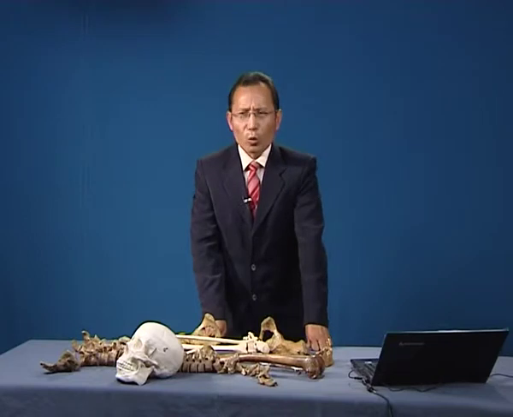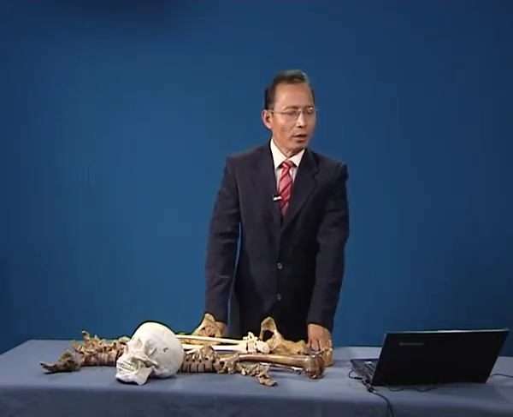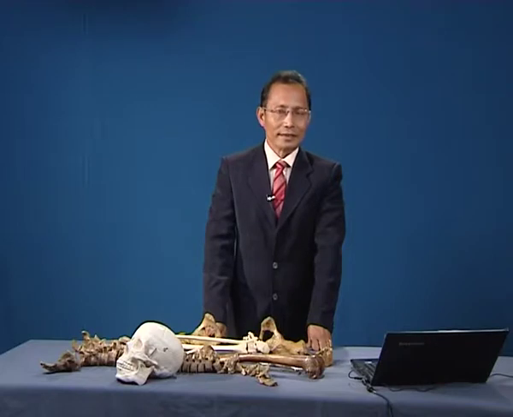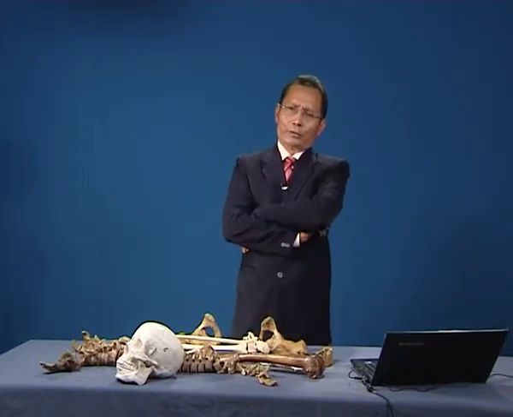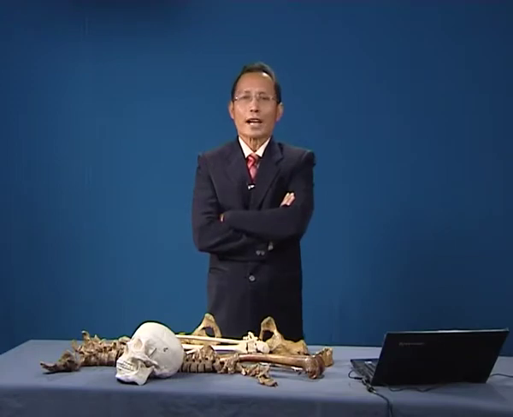Now let us see what are the main functions of skeleton, that means endoskeleton. One of the most important functions of endoskeleton is to support soft parts of our body. Without a framework, without a structure, the soft part cannot stand on its own. So it needs a support. That is why it supports the soft part.